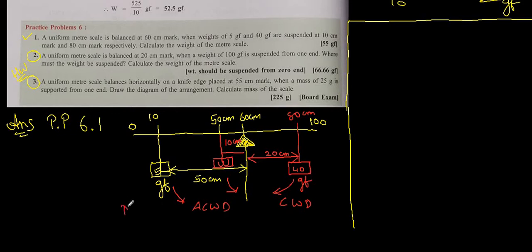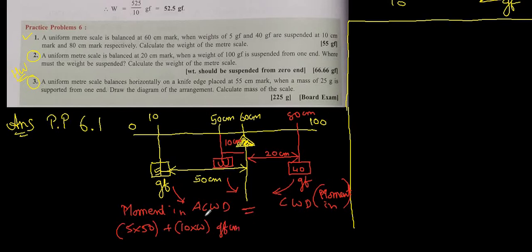So moment in anti-clockwise direction and moment in clockwise direction, so that is equal. Now here 5 multiply by 50 plus 10 multiply by W GF centimeter is equal to 20 multiply by 40 GF centimeter.